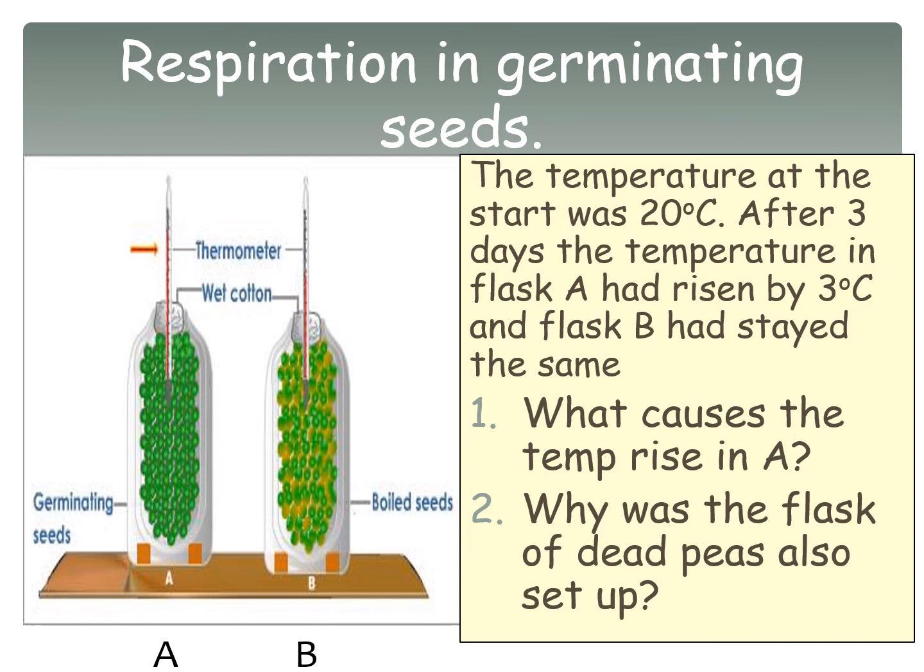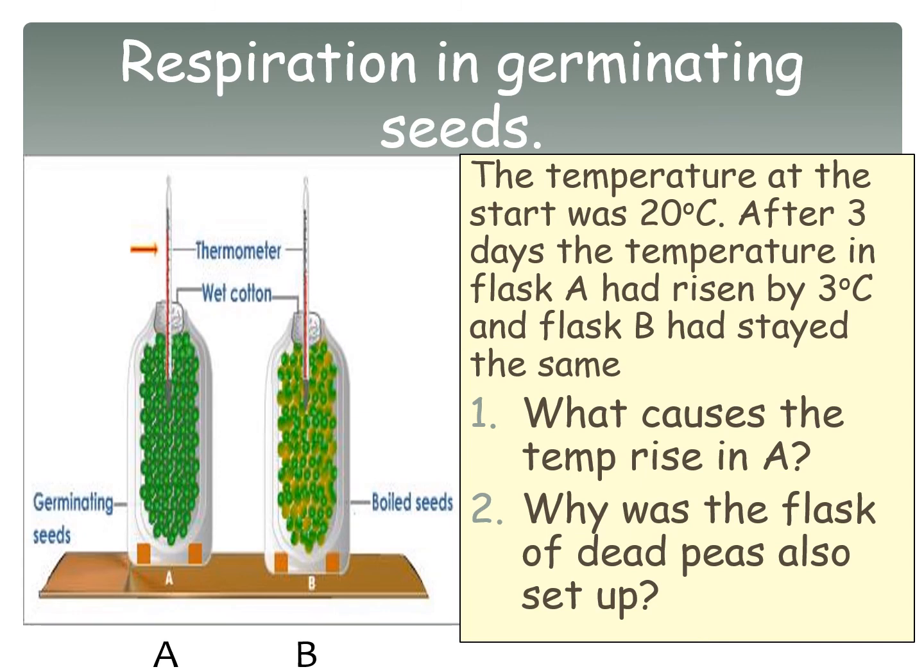So what we're getting asked is what is causing the temperature to rise in A, and the second question is why was the flask of dead peas also set up. So if you want to pause the video and try to answer the questions, and then I'll reveal the answers.